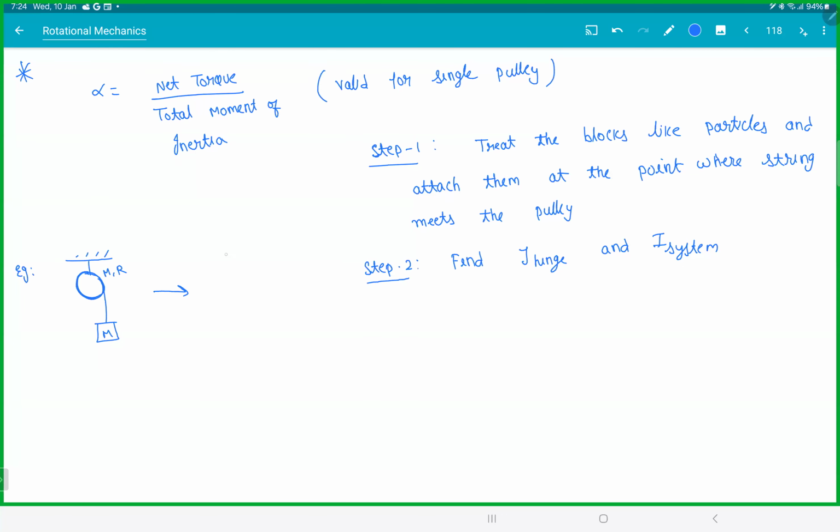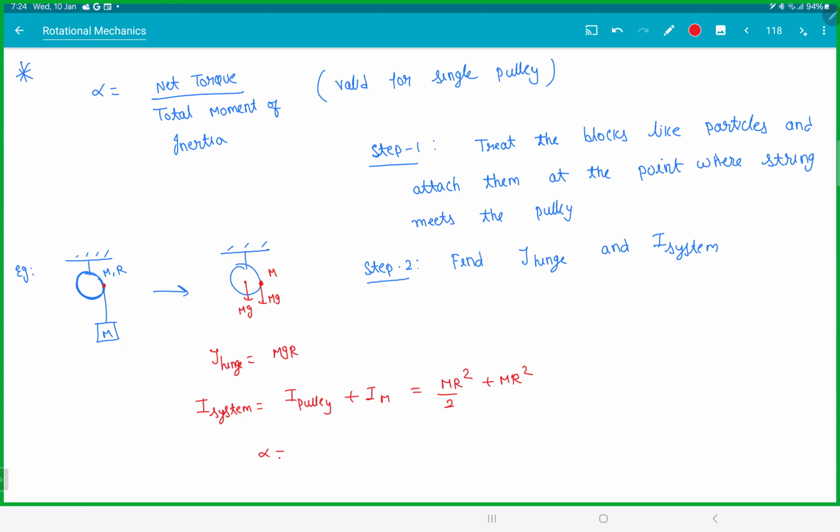So this is what we do. Wherever the block is connected, so this is where it is connected. Now assume all this mass is located here at M. What are the forces? mg, the pulley's own weight, mg. So torque about the hinge will be mg into r. Moment of inertia of the system will be I of the pulley plus I of that particle. That would be mr square by 2 plus mr square.